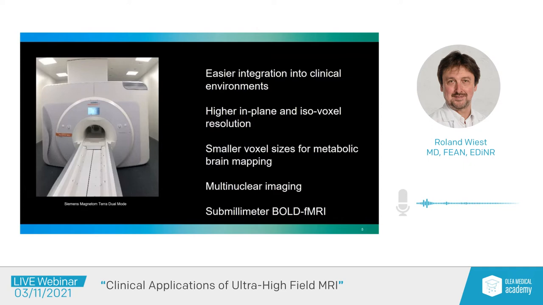I think the new technical and the new clinically cleared devices have the advantage of being more easily integrated into the environments because their weight has decreased. One of the particular strengths is the higher isovoxel resolution, so to detect smaller lesions. There is, of course, the advantage of smaller voxel sizes for metabolic brain imaging, and you have different advantages in multinuclei, but also in BOLD fMRI.